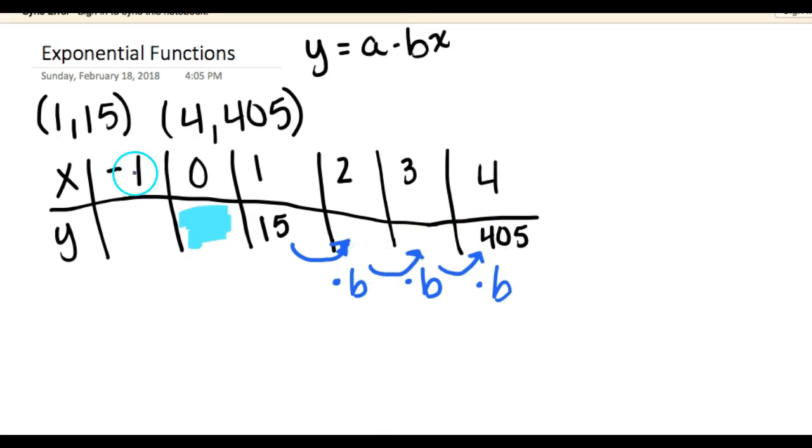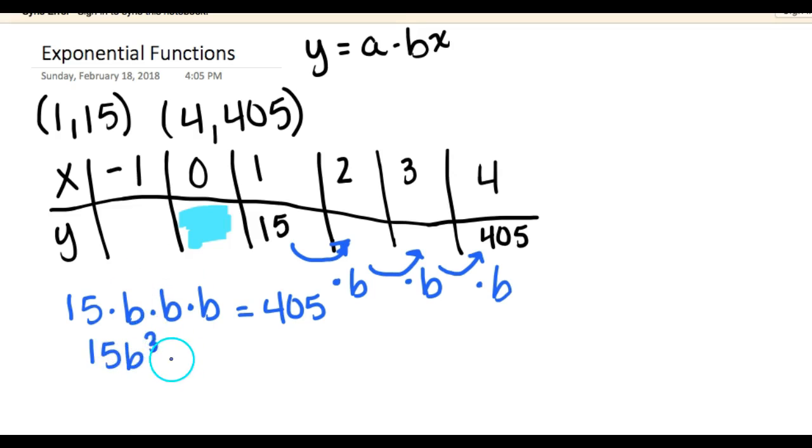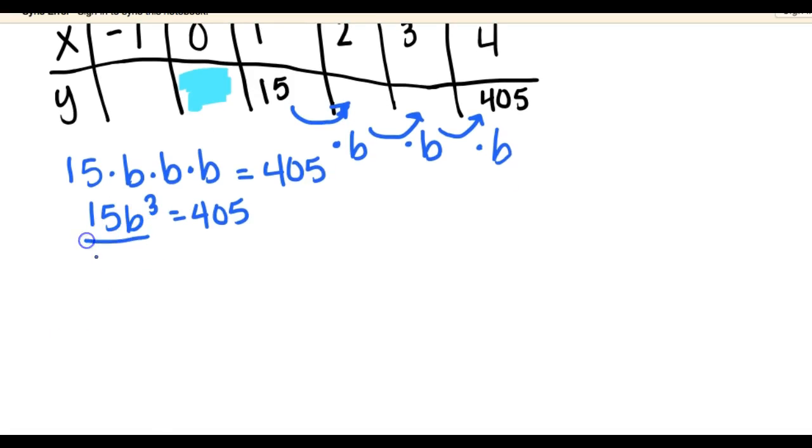We can set up an equation. So our equation is going to be 15 times B times B times B equals 405. It equals that end game, which is really 15 times B to the third, because look at how many times you wrote it, equals 405. Now we have to get that B to the third by itself. In order to do that, we have to divide by 15 on both sides. I'm going to grab my calculator to help us. 405 divided by 15, and we get B to the third equals 27.